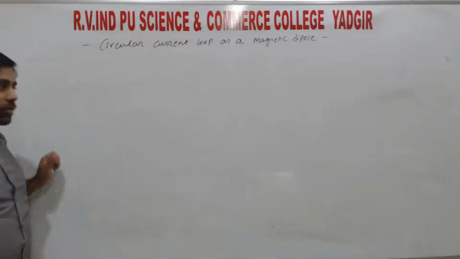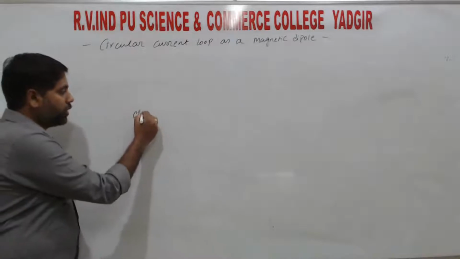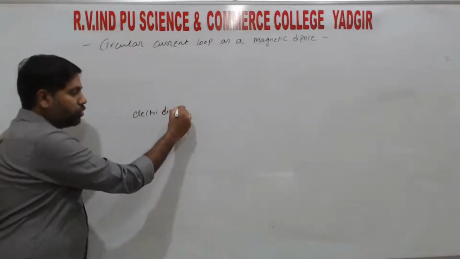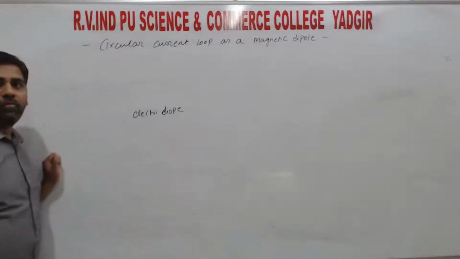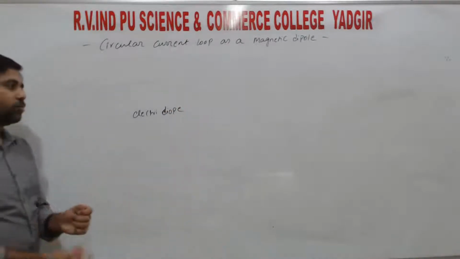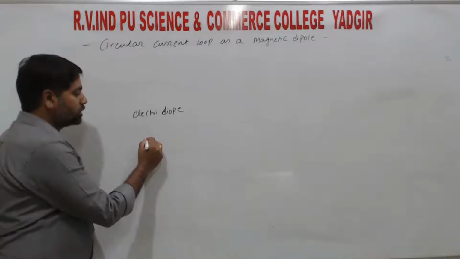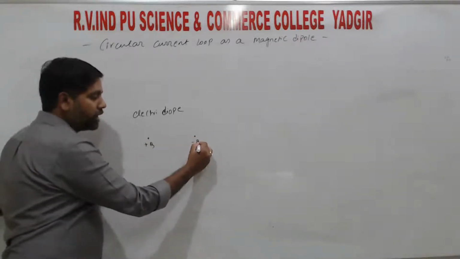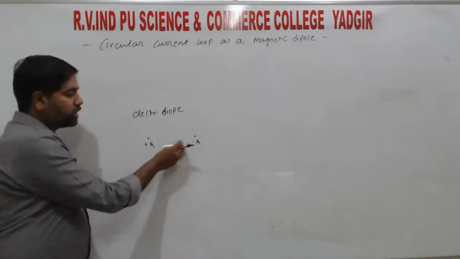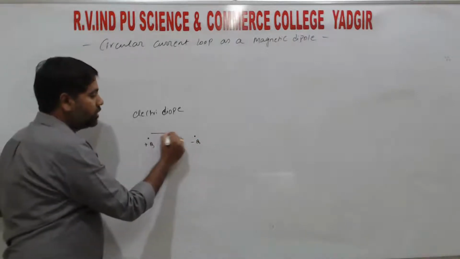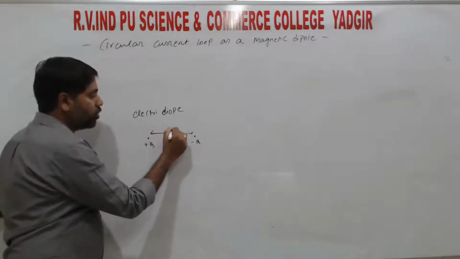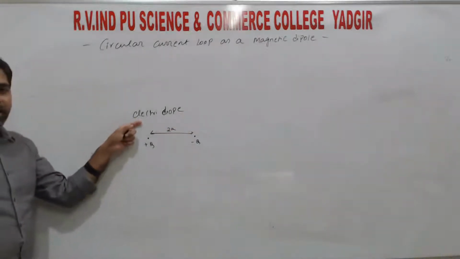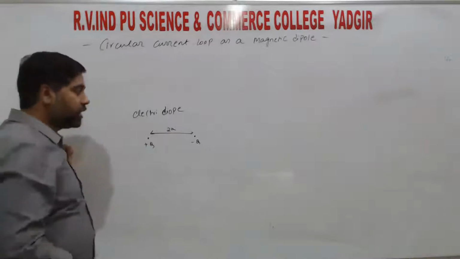So now in the first chapter we discussed electric dipole. So electric dipole means two equal and opposite charges separated by a small distance. So two equal and opposite charges means if we take one as plus q, another one we can take as minus q. So both charges having the same magnitude and these two charges are separated by a small distance 2a, right? So this we call as the electric dipole, and here we are getting the dipole moment.